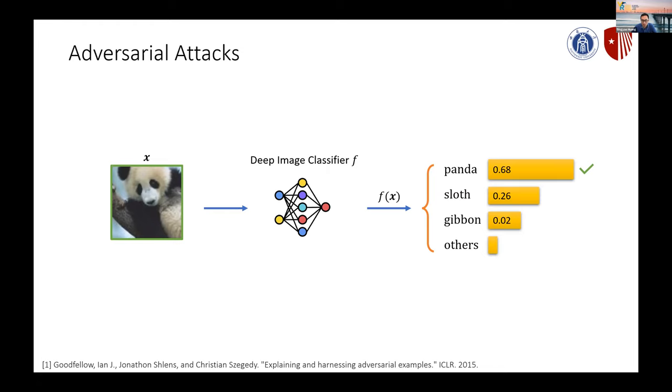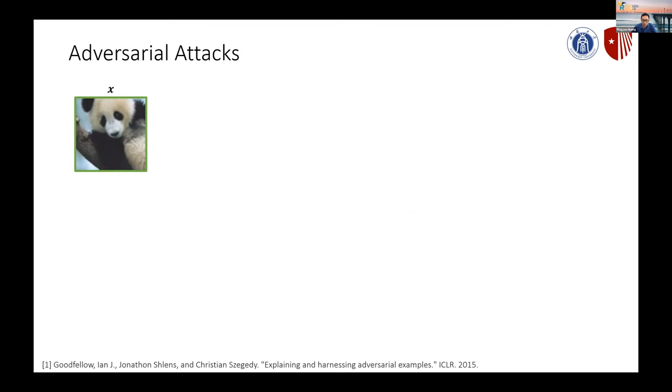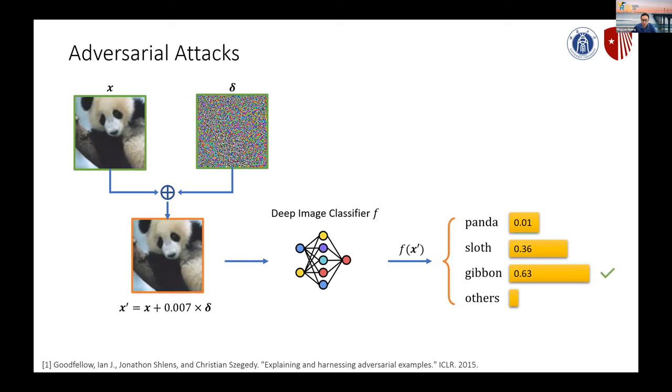For image classification, we input an image X to a deep image classifier F. The output has the highest confidence in the label panda. Adversarial attack aims to add a slight perturbation delta to the original image X. Then the perturbed image X prime can cause the image classifier to misclassify the input image as a given target. This is digital adversarial attack, which requires direct access to the classifier's input image X.